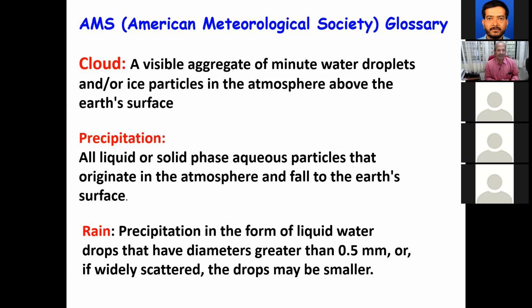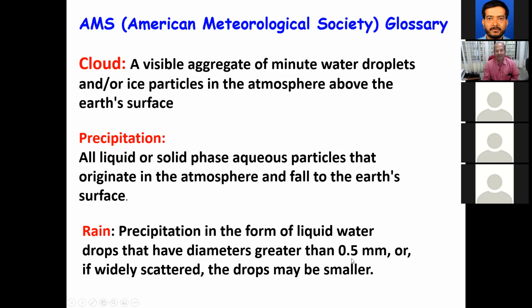So precipitation is all liquid or solid. Remember, when you say liquid, it is water drops, and solid means ice particles. Aqueous particles that originate in the atmosphere and fall to the Earth's surface. This is what precipitation is. Then rain is precipitation in the form of liquid water drops that have diameters greater than 0.5 millimeter, but actually they can come down smaller also.